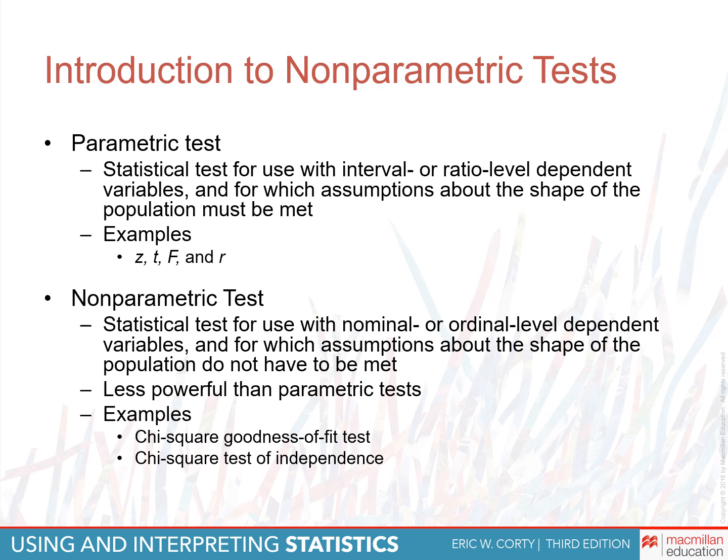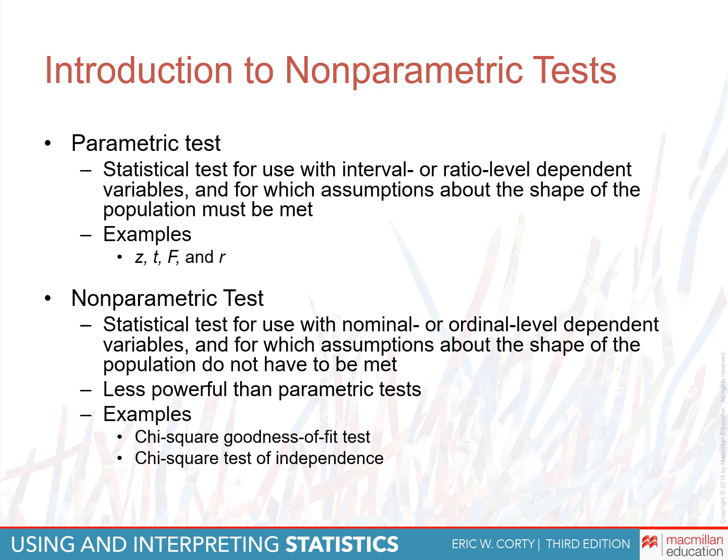Non-parametric tests are a little different though. They don't have all those assumptions about the shape of the population. And the other thing that's important about them is that we typically use these for nominal or ordinal level dependent variables. So these are going to be the variables that have categories. Things like what color your eyes are is an example of a nominal variable. Or an ordinal variable if we're putting things in order, but they're still categories.